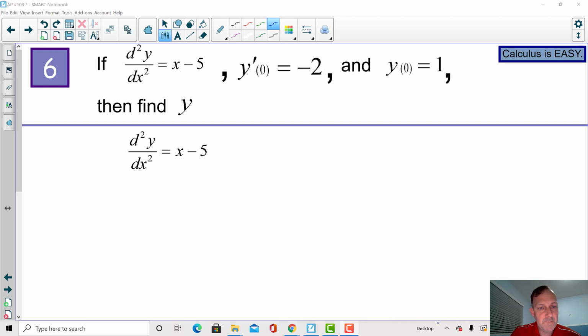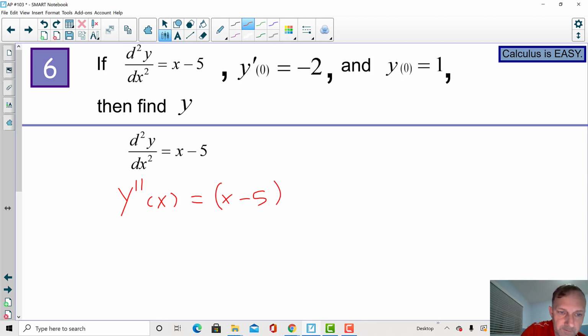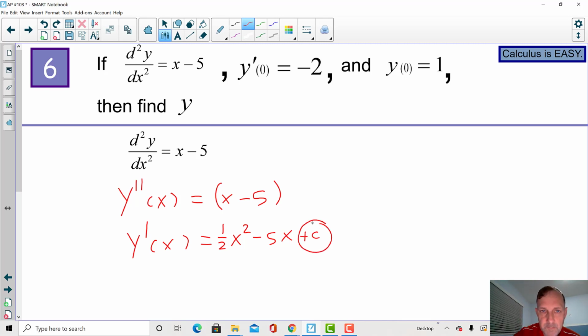Okay, this example is going to be much different than the rest of them because this one has the second derivative involved. So there's a couple ways you could do this. You could just write this as y double prime. And so y prime would be just the integral of this, and that would give you a plus c.